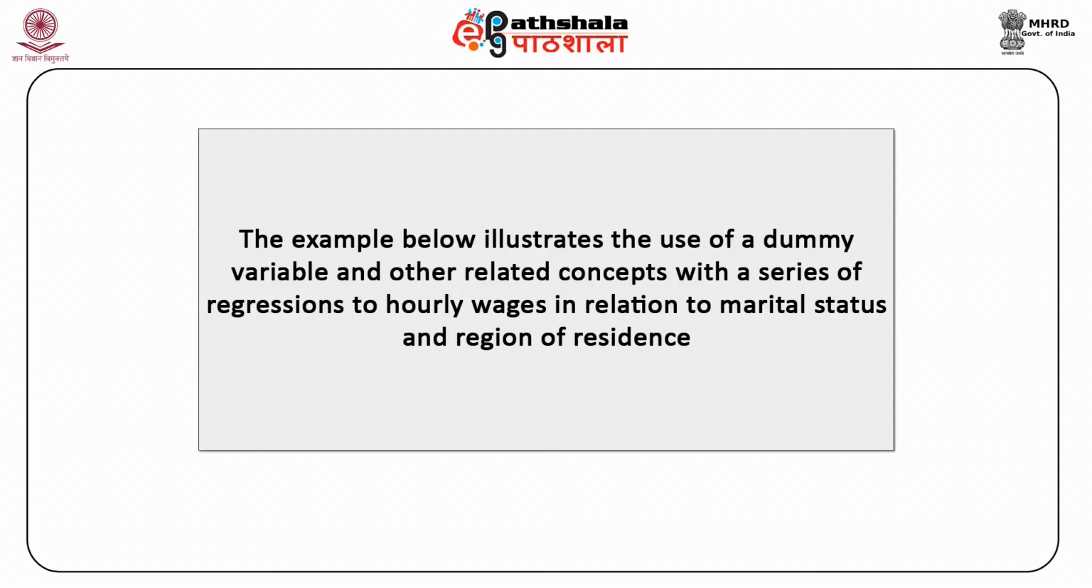Married and unmarried are the two categories of one of the attributes, marital status. On the other hand, South and others combined together are the two categories of the other attribute, region of residence. Here we are trying to find the relation between hourly wages in relation to marital status and region of residence.